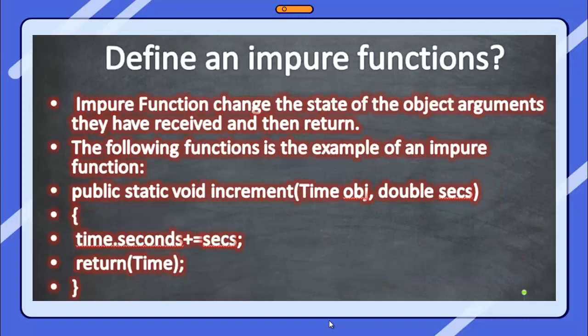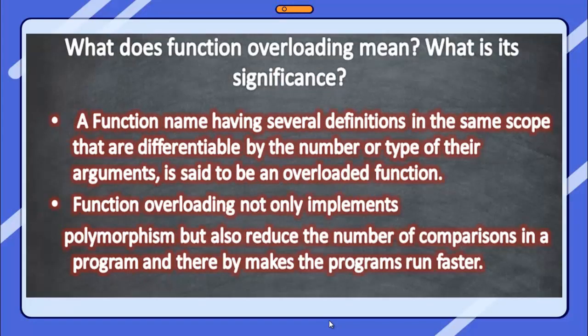Impure functions change the state of the object, whereas pure functions will not change the state of the object. Impure functions change the state of the object arguments that they have received and then return. The following function is an example of an impure function. So it will change the state of the object.